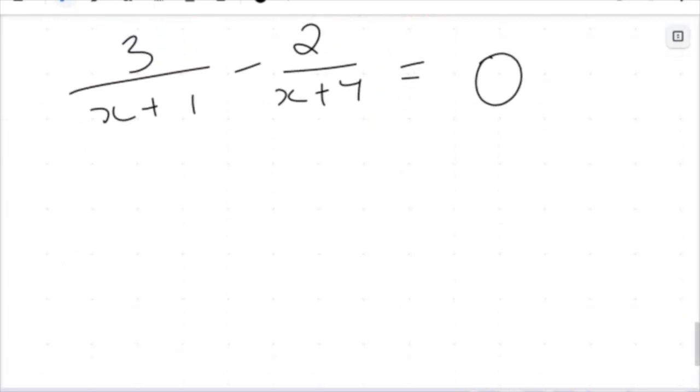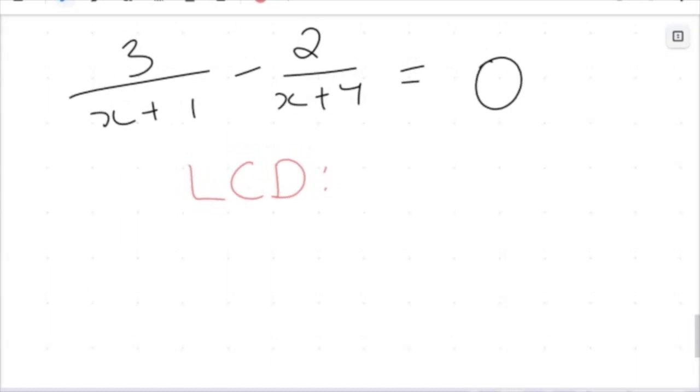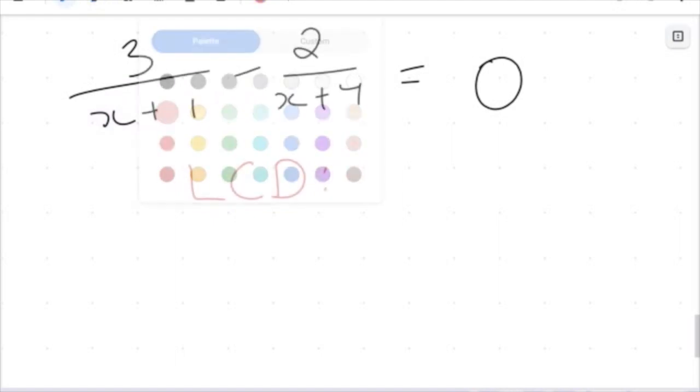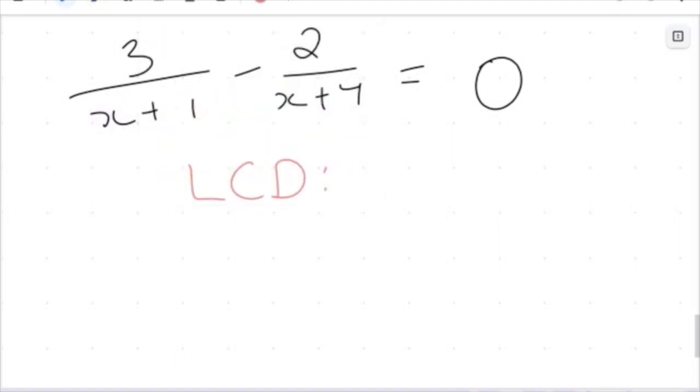Now, what do I want to do here? I want to find, once again, the lowest common denominator. And if you remember from the last video when we looked at some harder algebraic fractions questions, we said that if we have completely unknown terms with which we can't find the lowest common denominator, that denominator can always be a product of the two terms. So my lowest common denominator can be x plus 1 multiplied by x plus 4.